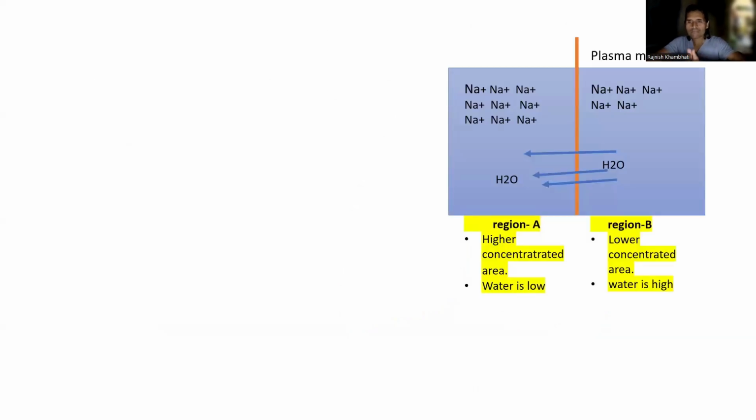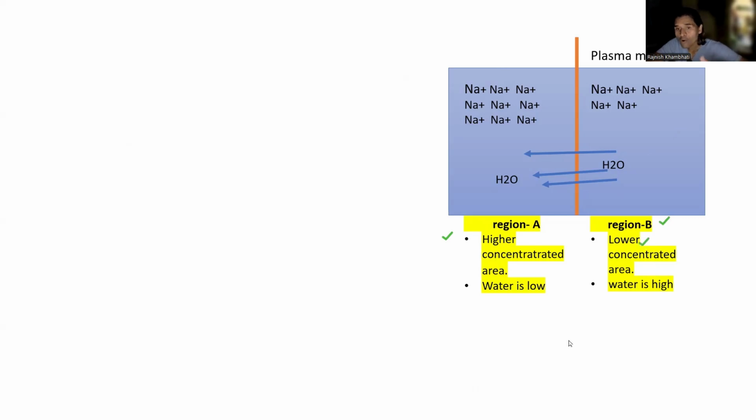Now this is one more example of diffusion, the same thing. You can see in this diagram. First, let's see the diagram. This is region A and this is region B. There are two different sides of one place. Region A shows higher concentration, and this is region B, which shows low concentration.